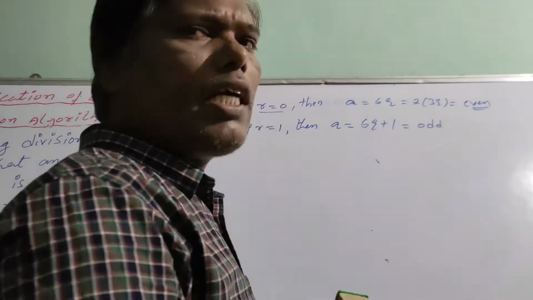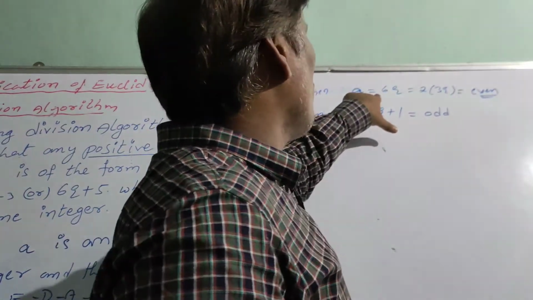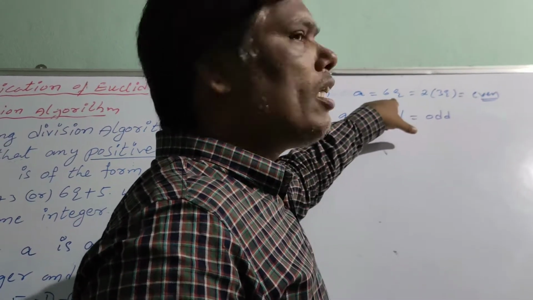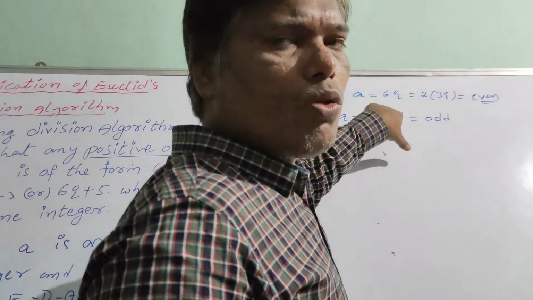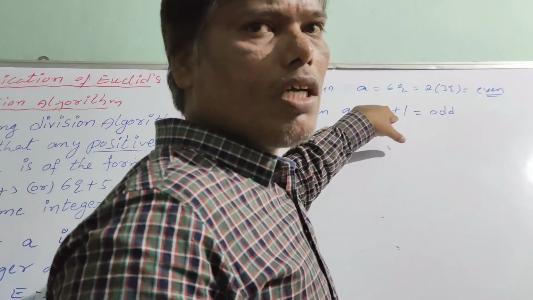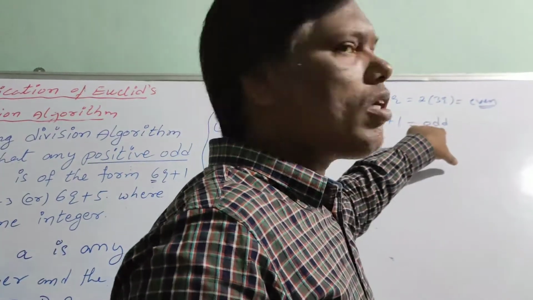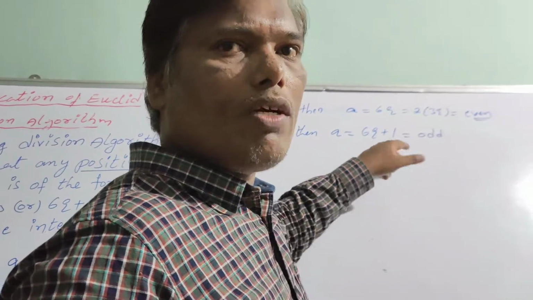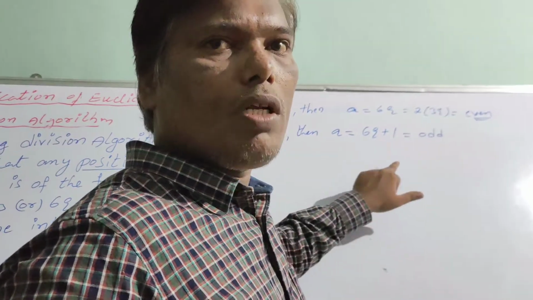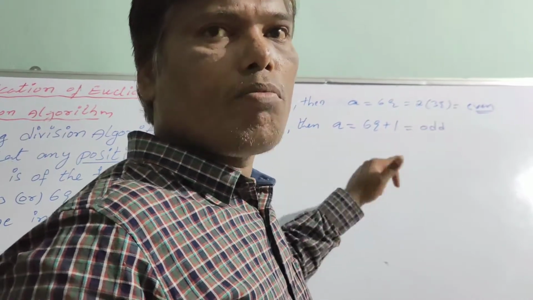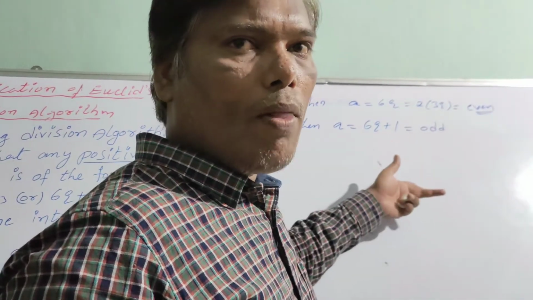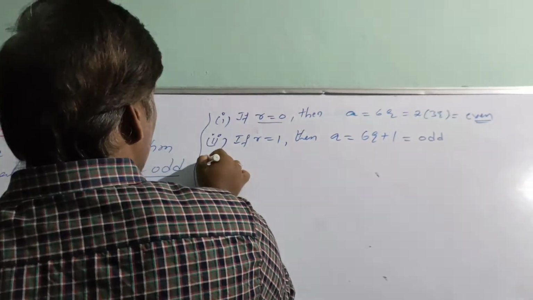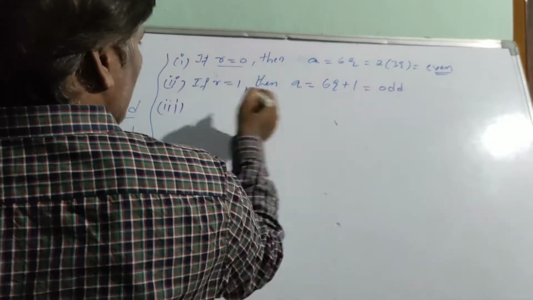No need to check like this also, because the number 6q is even, and 6q plus 1 is 1 more than this number. If you add 1 to any even number, the next number is obviously odd. So 6q plus 1 is an odd number. The next number, 6q plus 2, will be even, 6q plus 3 will be odd, 6q plus 4 will be even, and 6q plus 5 will be odd. So the r is equal to 1 case gives an odd number.